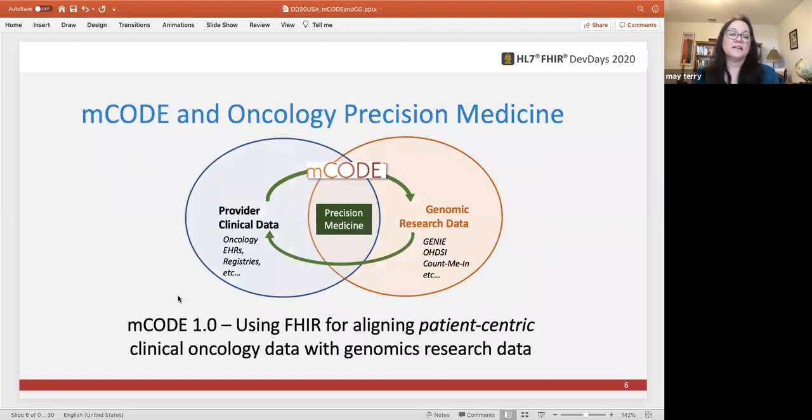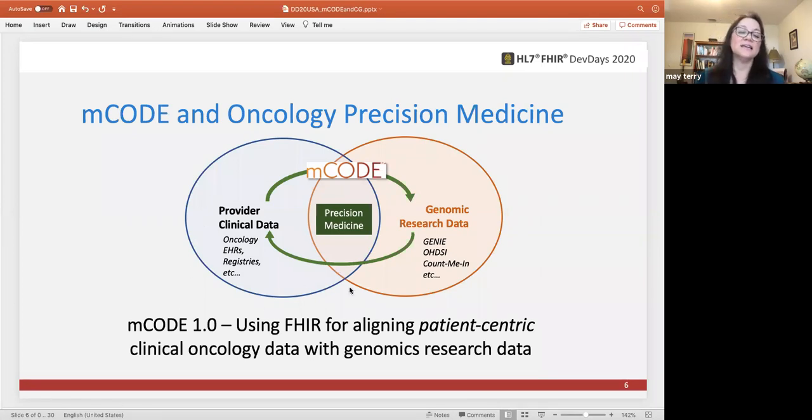All right, so if you were to think about this tying together of mCODE and oncology precision medicine, going back to the scope, I originally stated that mCODE was originally thought about as the interaction between a clinical oncologist and a patient as they go over treatment options. That kind of puts mCODE into the provider clinical data realm, at least to start.